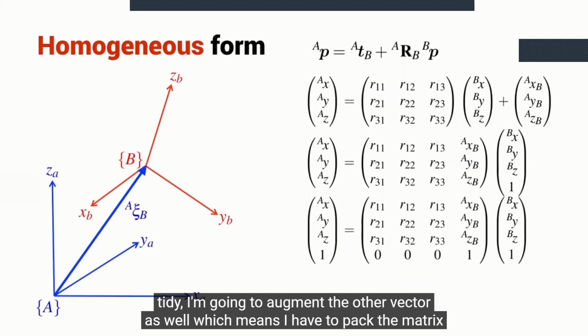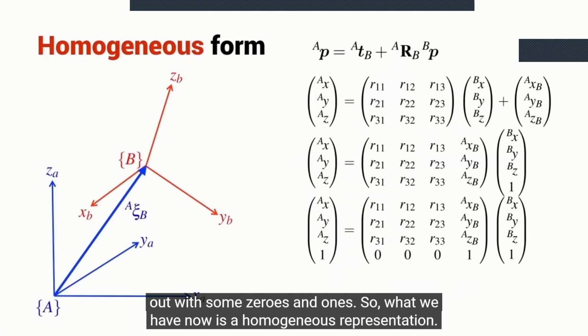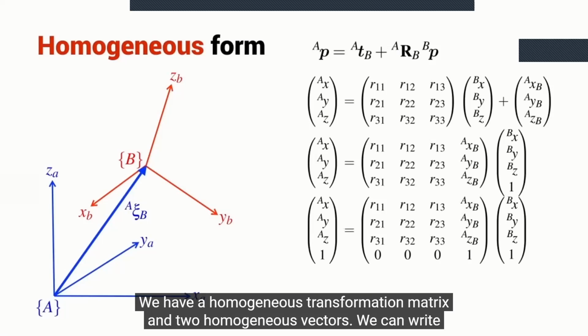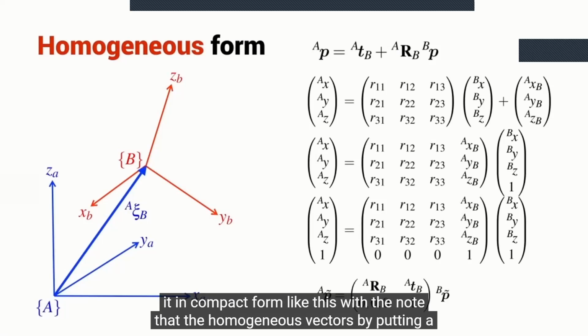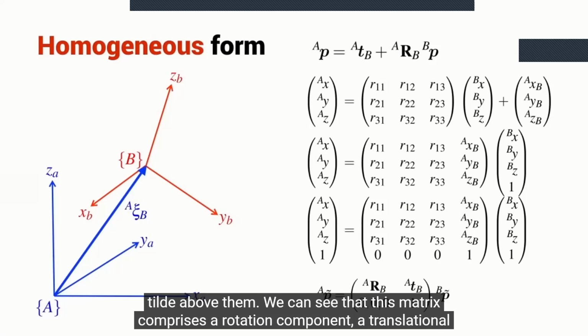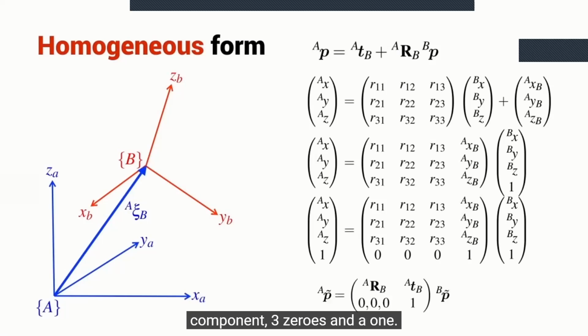And to keep things tidy, I'm going to augment the other vector as well, which means I have to pack the matrix out with some zeros and ones. So what we have now is a homogeneous representation. We have a homogeneous transformation matrix and 2 homogeneous vectors. We can write it in compact form like this. We denote the homogeneous vectors by putting a tilde above them. And we can see that this matrix comprises a rotation component, a translational component, 3 zeros, and a 1.